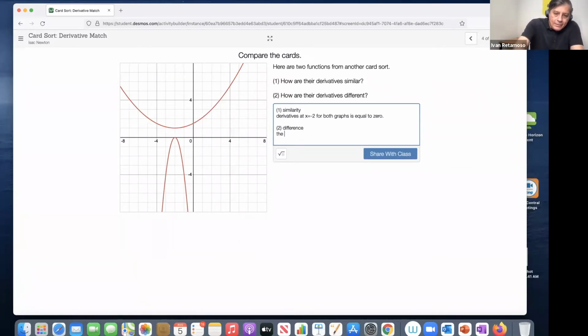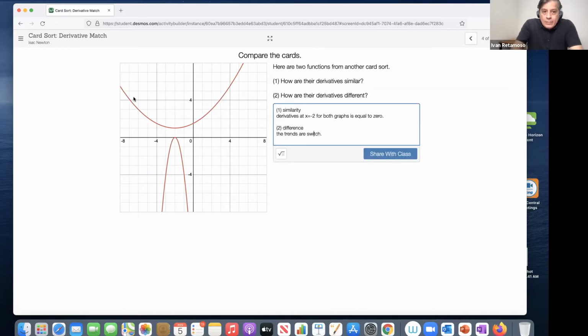The trends are switched. When one is increasing, the other one is decreasing. You can write that whole thing in there too, but this will probably be good enough. Yeah, the trends are switched.